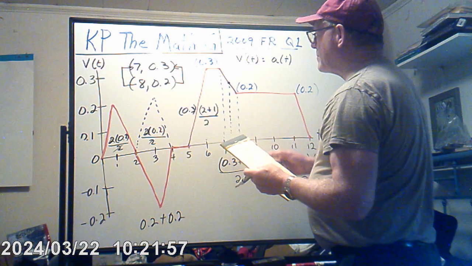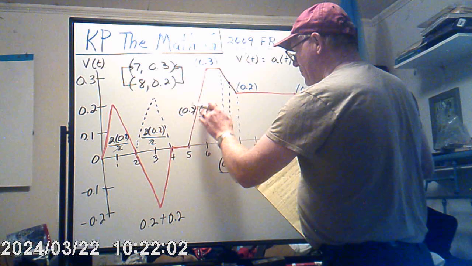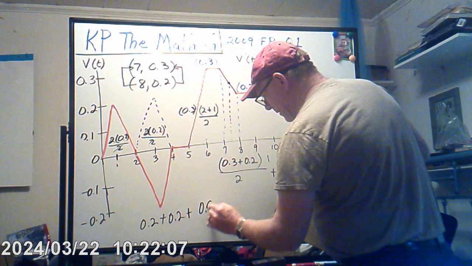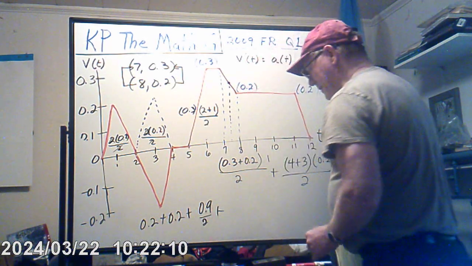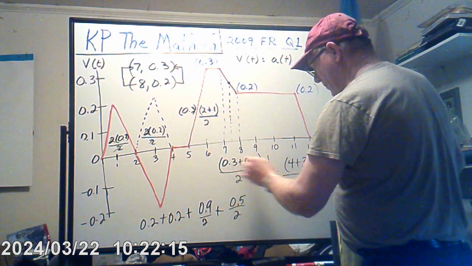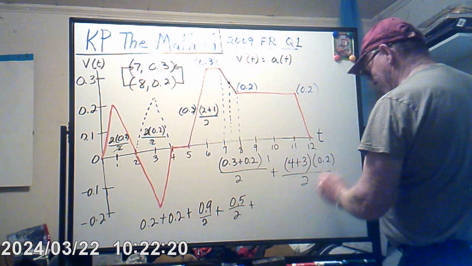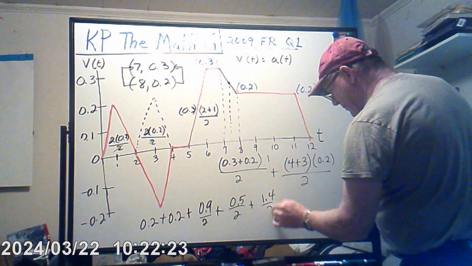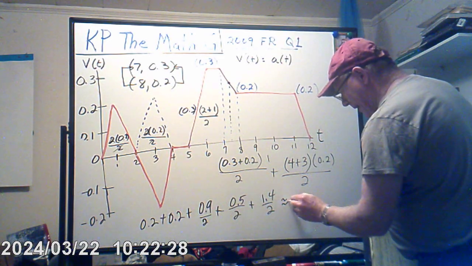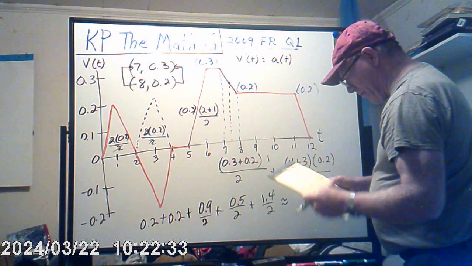This is 0.3 times 3. 0.3 times 3 is 0.9. So 0.9 over 2. Then 0.5 over 2 here, so 0.3 plus 0.2 is 0.5. This is going to be 7 times 2, 1.4 over 2. Alright, when we add all those up, we get 1.8.